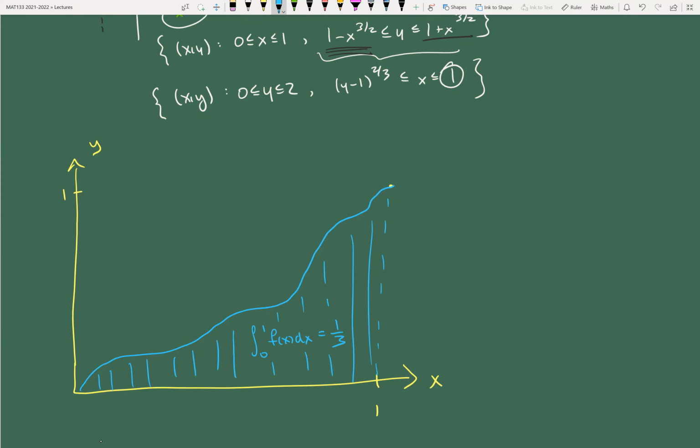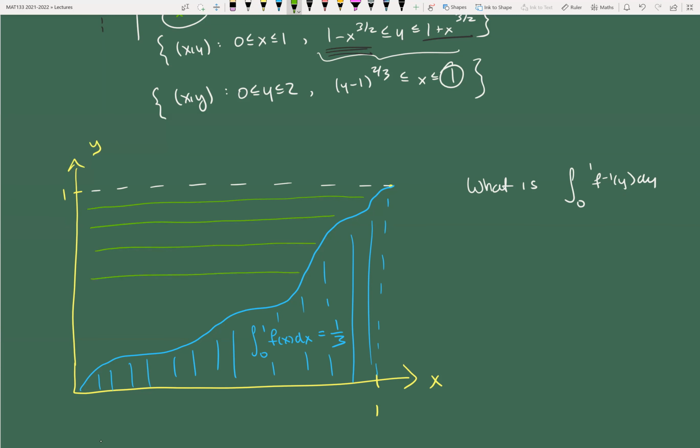Now, the question says, what is the integral from 0 to 1 of f inverse of y dy? So notice again, this time we're integrating the same function, but in the y direction. And it turns out if you view the blue function by turning your head to the side, that is the inverse function. And so what I'm asking you for is, what is this area? All right, so the answer is the green area.